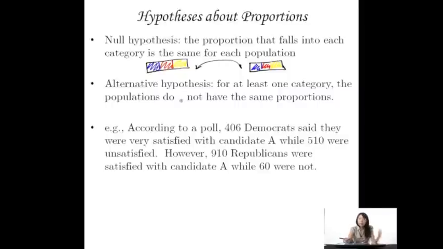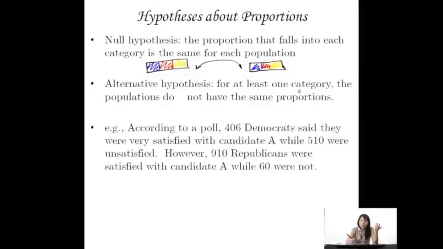So just like before, we're now talking about differences, but the differences are really in the proportions, the population's proportions. So just to give you an example, here's a problem, and let's try to change it into the null hypothesis as well as the alternative hypothesis. According to a poll, 406 Democrats said they were very satisfied with candidate A, while 510 were unsatisfied. However, 910 Republicans were satisfied with candidate A, while 60 were not, right?